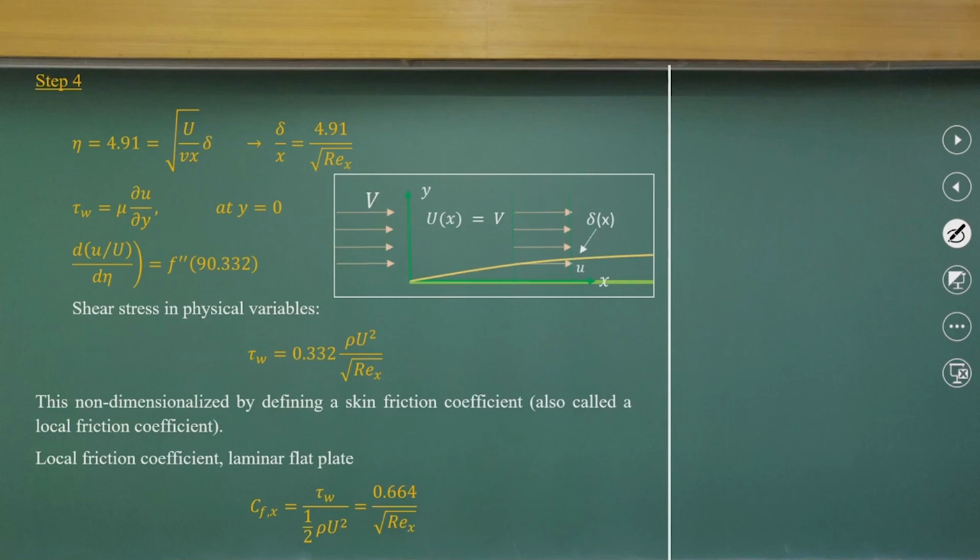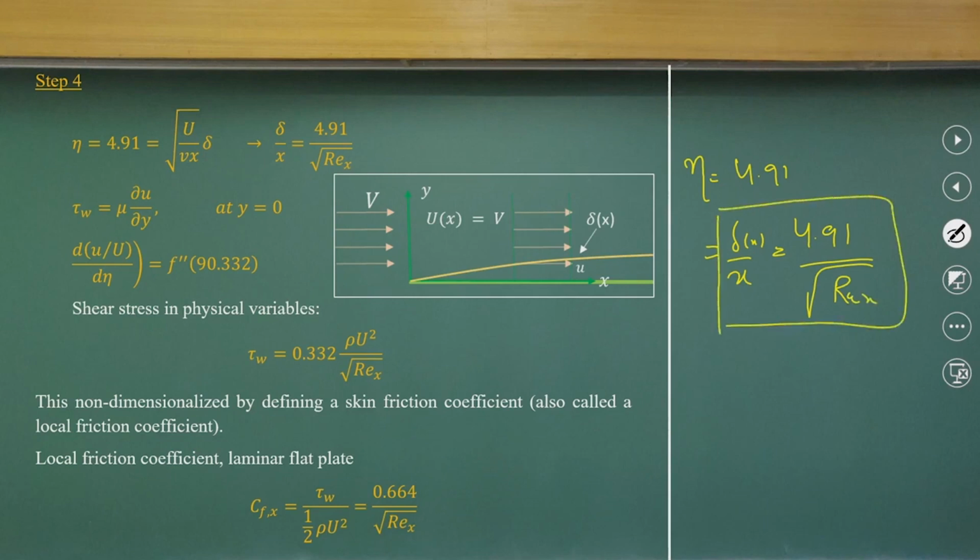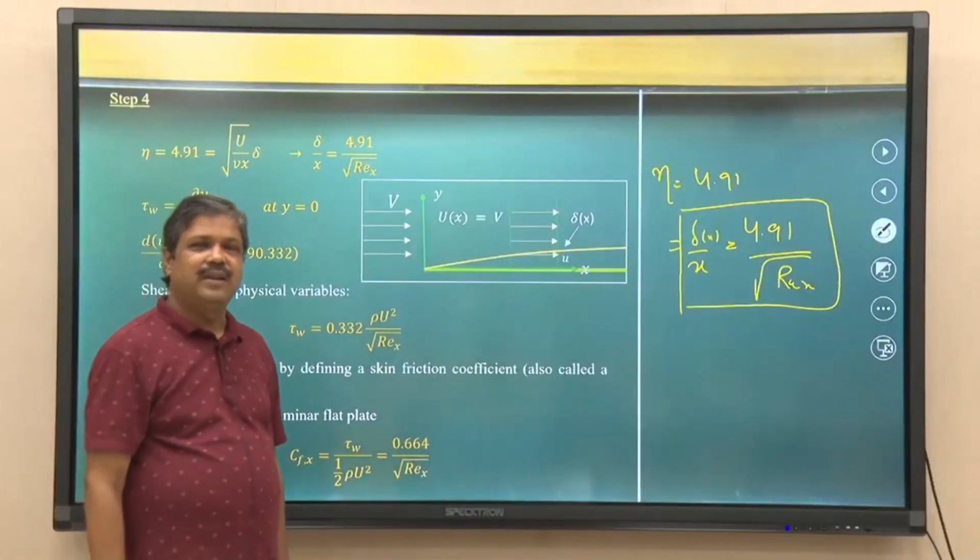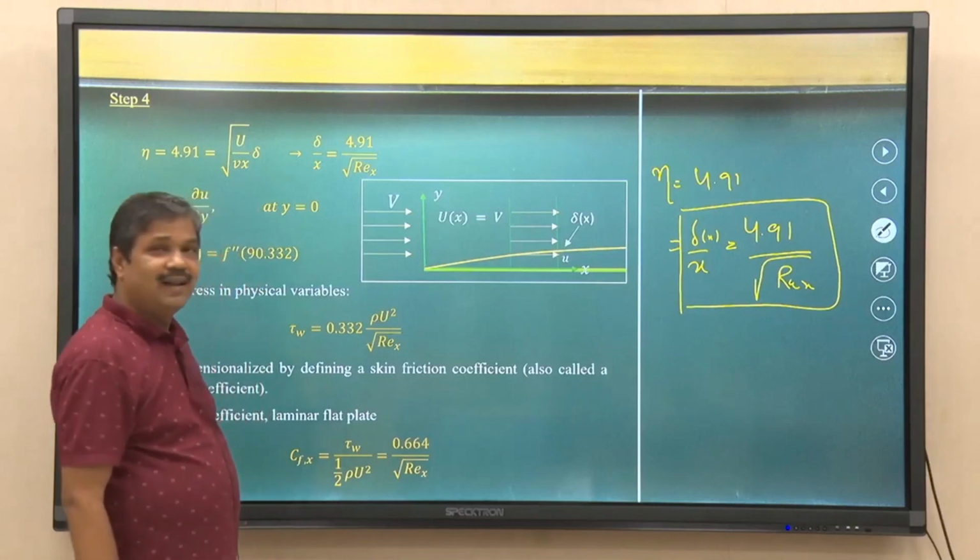After doing the hand calculations, he got the eta value equal to 4.91, and if he rearranges it, he gets the boundary layer thickness delta by x is equal to 4.91 over the square root of Reynolds number x. So, this is the boundary layer thickness numerically obtained by Blasius in 1908.